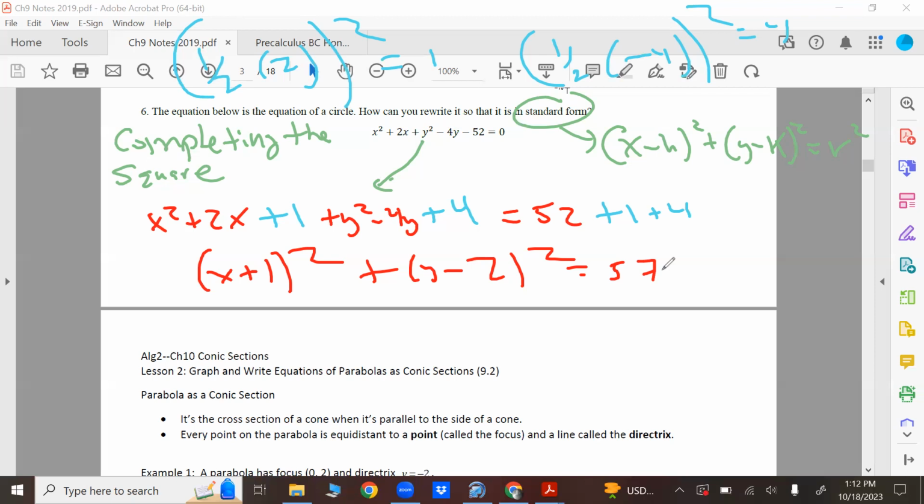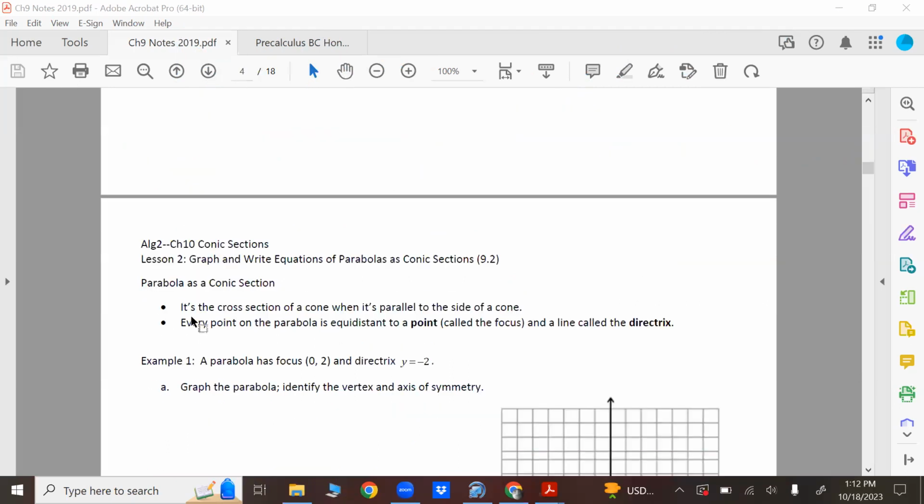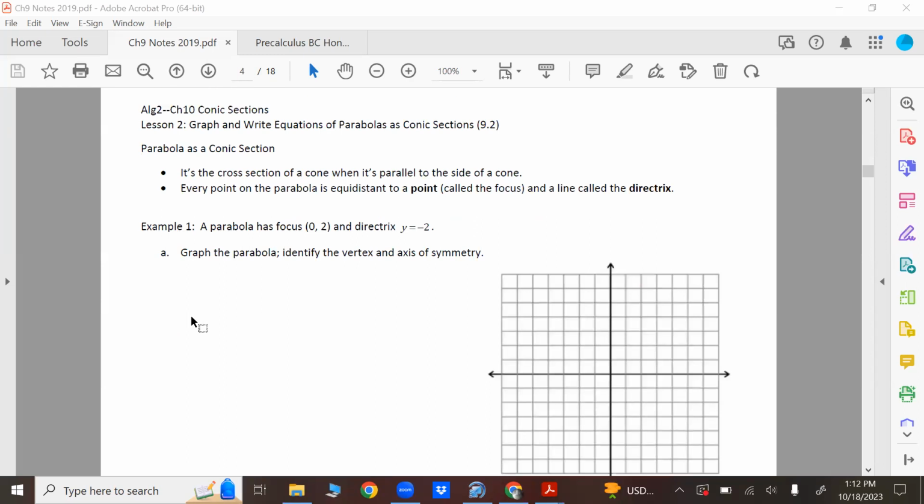Let's keep moving. Okay, circles is done. Let's see how far we go with parabolas. We might not get terribly far because we get out at 35 and you guys still have another class. Okay, so parabolas.